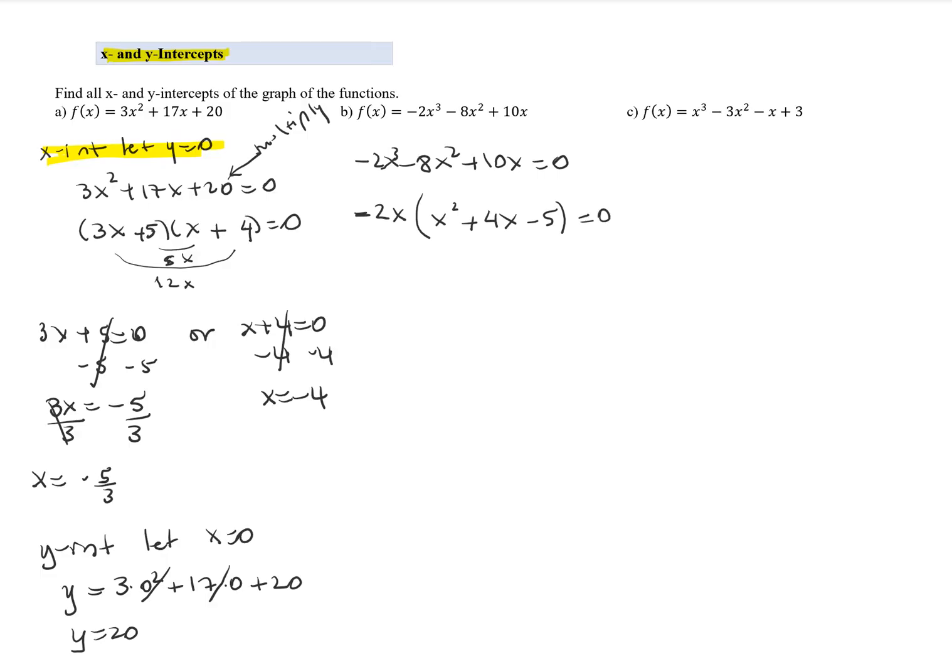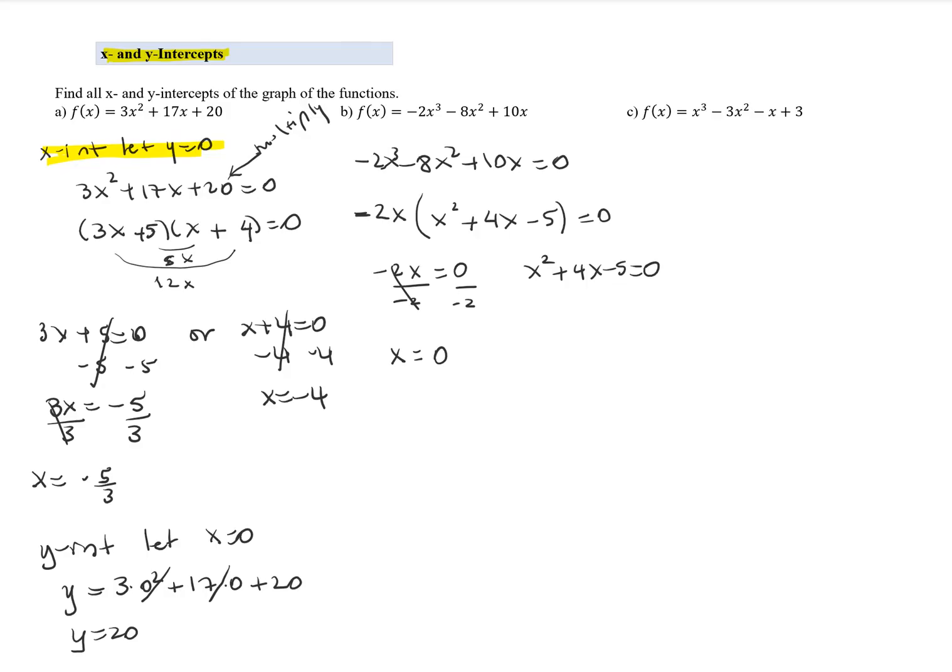Set each factor equal to 0. So negative 2x equals 0. And x squared plus 4x minus 5 equals 0. On the first one, divide both sides by negative 2. We get x equals 0 over negative 2, which is 0.